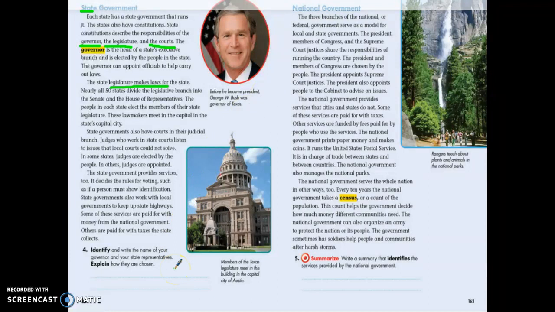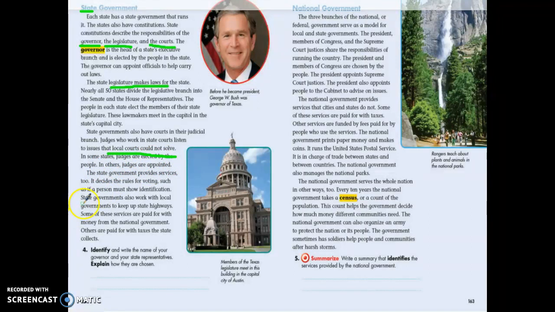State governments also have courts in their judicial branch. Judges work in the state courts to listen to issues that local courts could not solve. Okay, so what that means is if you had an issue and you went to a court in our local community, maybe at the county courthouse in Wichita Falls, and for some reason the judges couldn't make a decision in your case, then your case could go on to the next level of government, which would be the state courts. Some judges are elected in some states, and in other states judges are appointed.